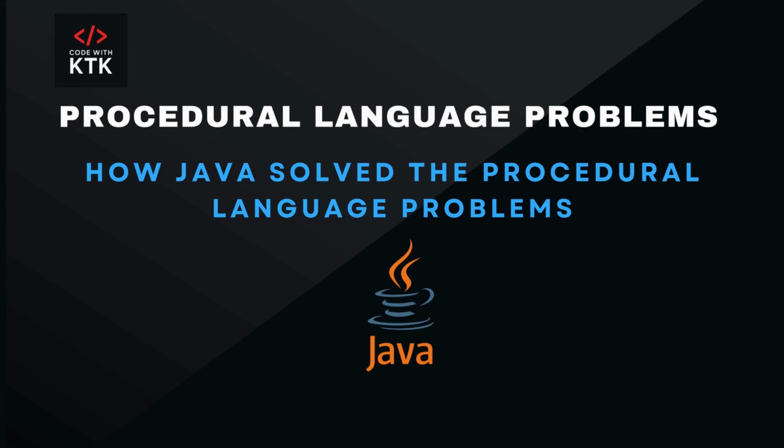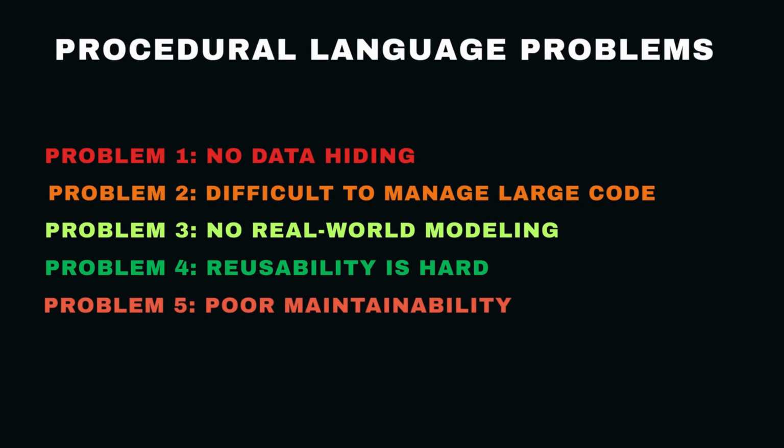So in this video, we will discuss problems with procedural languages like C and how the object-oriented programming language Java came to solve them. So firstly, what is procedural language? Procedural programming is a style where the program is built around functions and procedures. Languages like C are the perfect example. So these are the procedural language problems. Let's discuss them one by one.